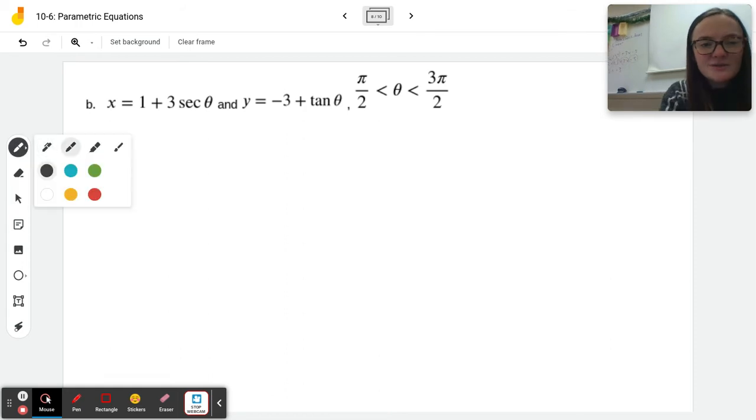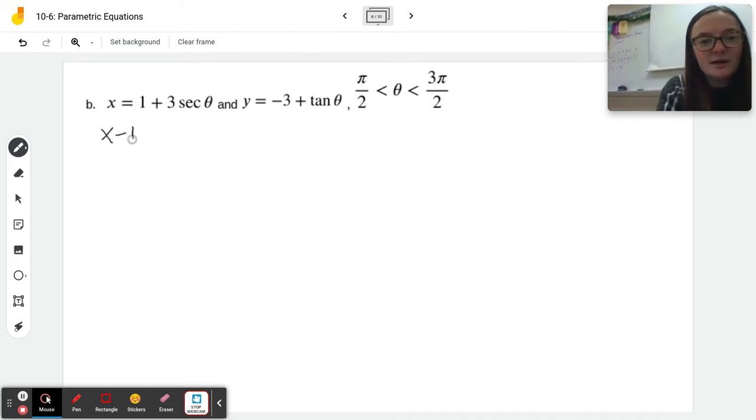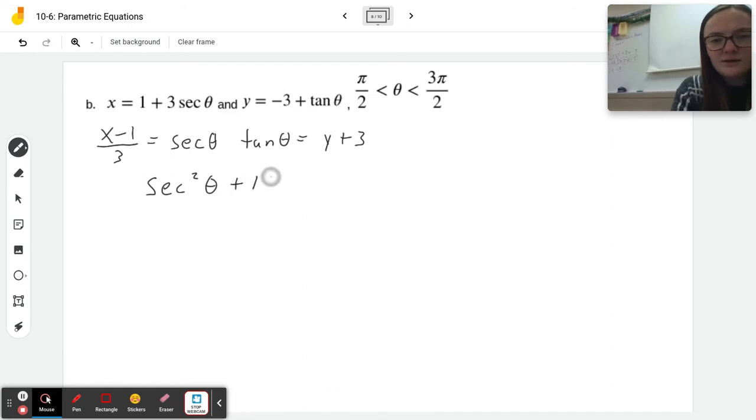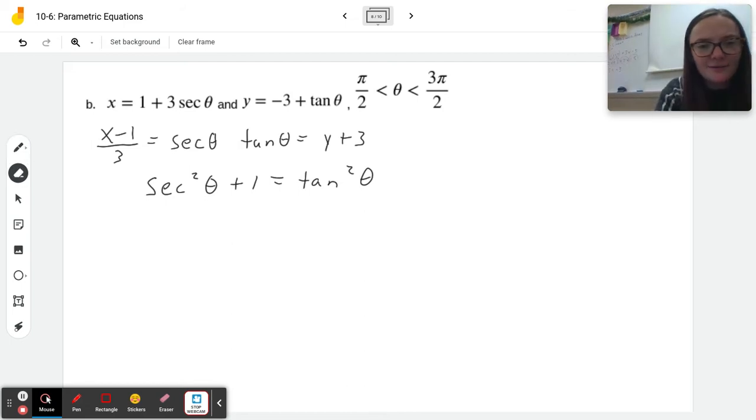Let's use a similar method to what we did last session. The first thing I'm going to do is solve for secant. So I know that x minus 1 divided by 3 is going to equal secant of theta. Similarly, I know that tangent of theta is going to equal y plus 3. Well, I do know some formulas for secant and tangent. I think it's secant squared theta plus 1 is equal to tangent squared theta. Let me double check. Okay, I think I had that a little bit off.